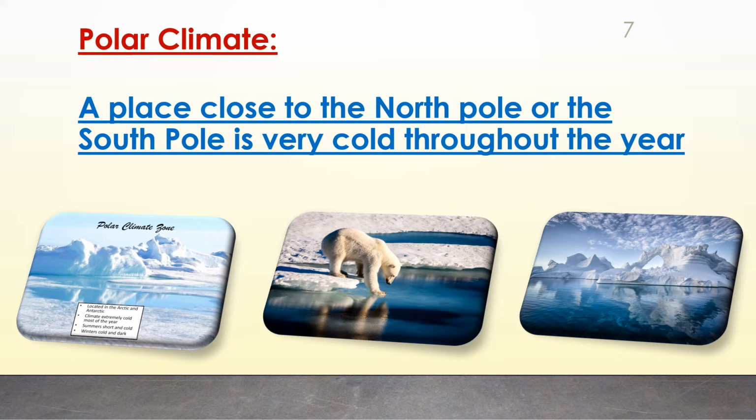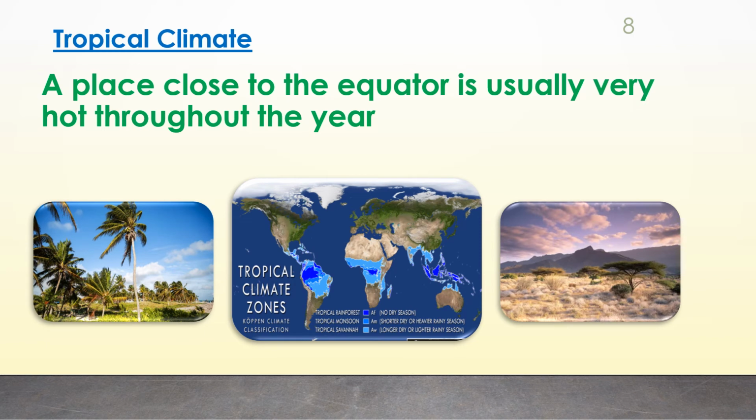The next is tropical climate. A place close to the equator is usually very hot throughout the year. As the equatorial places are comparatively hot due to direct sunlight, so the daily temperature and the climate of this region is hot throughout the year.